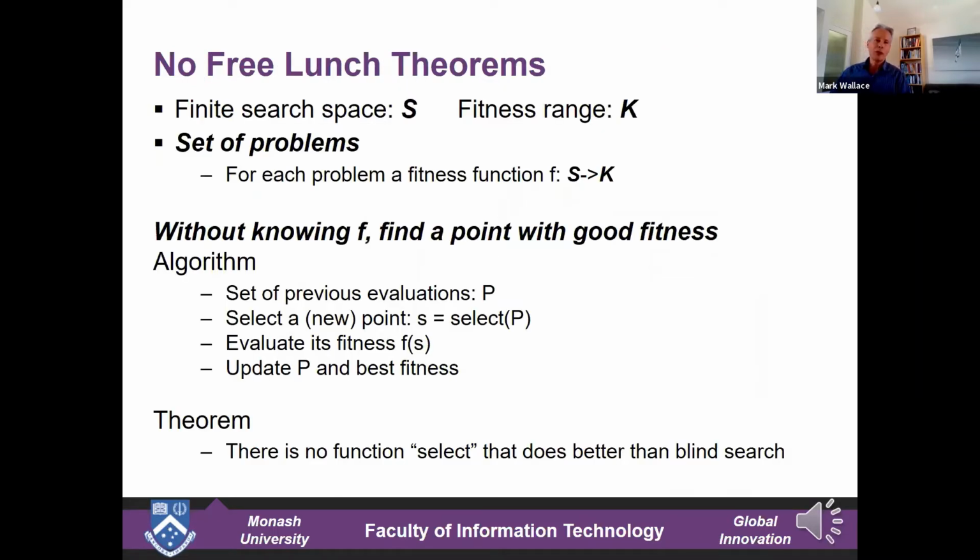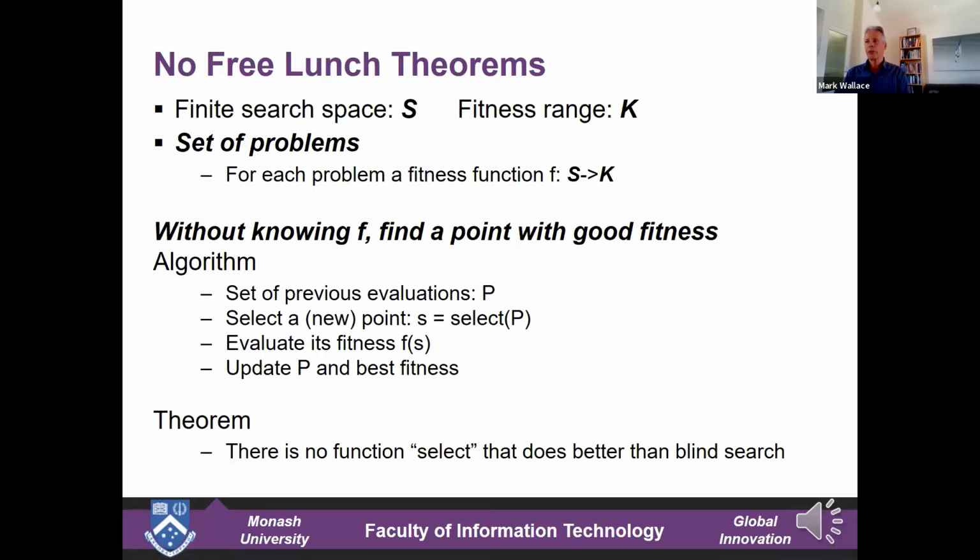So the framework for the no free lunch theorems, you have this finite search space and you have a fitness range, a finite fitness range. And then there's a set of problems. Each problem has a fitness function, so a mapping from the search space to the fitness range. Of course, when you've got a problem, you don't know which F you've got. You don't know all the details of your problem. And the challenge is to find a point with good fitness.